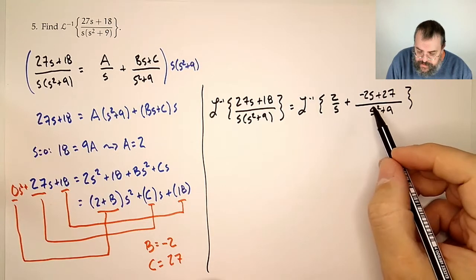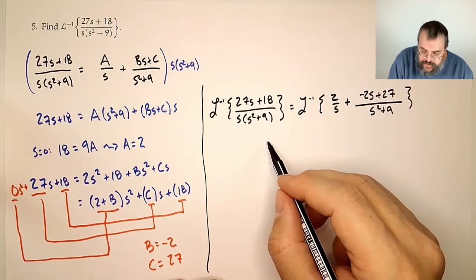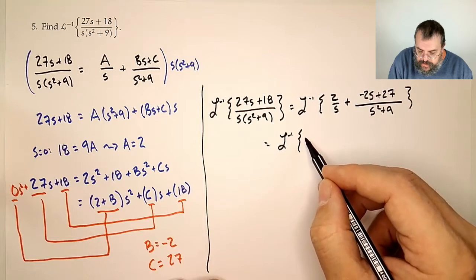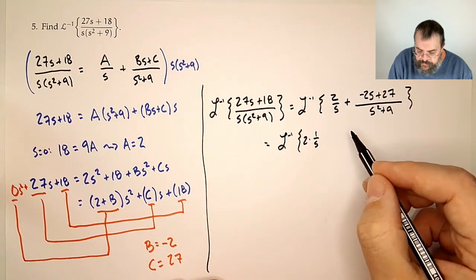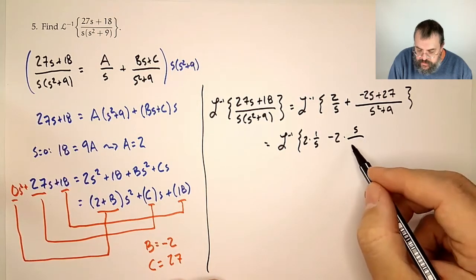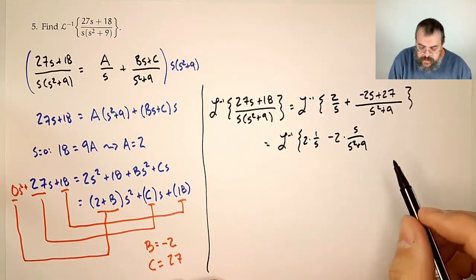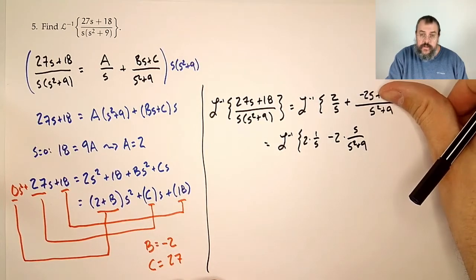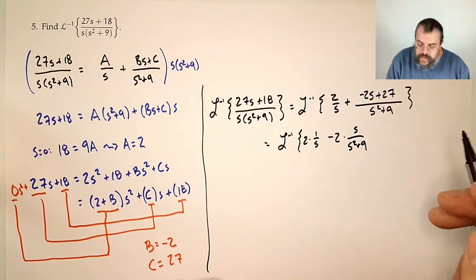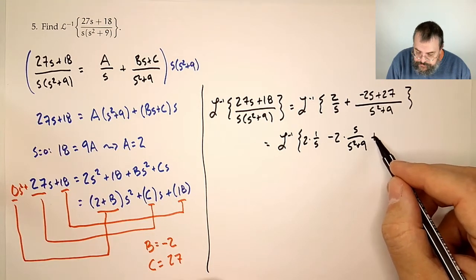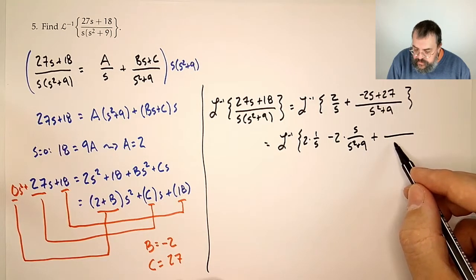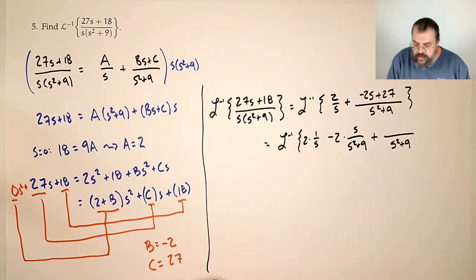For the s squared plus 9 term, we're going to break that into two parts. So Laplace inverse, and we'll have 2 times 1 over s. Then we'll have minus 2s over s squared plus 9. I'm just thinking of the part that was just the s. And then there's the last part. Now the last part, it's a plus, and downstairs we have s squared plus 9.